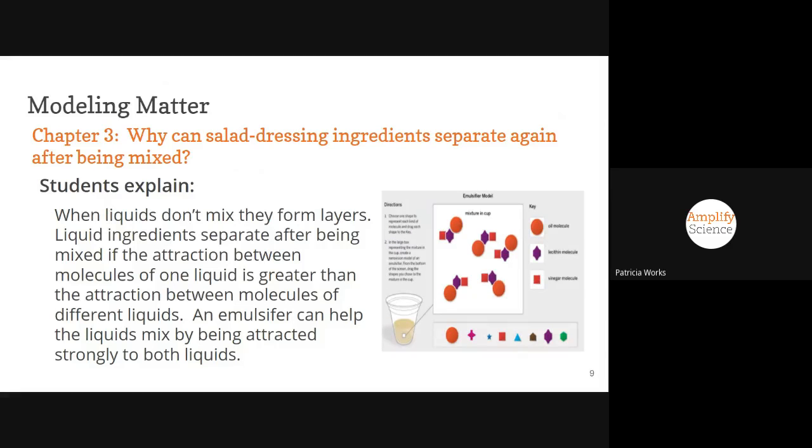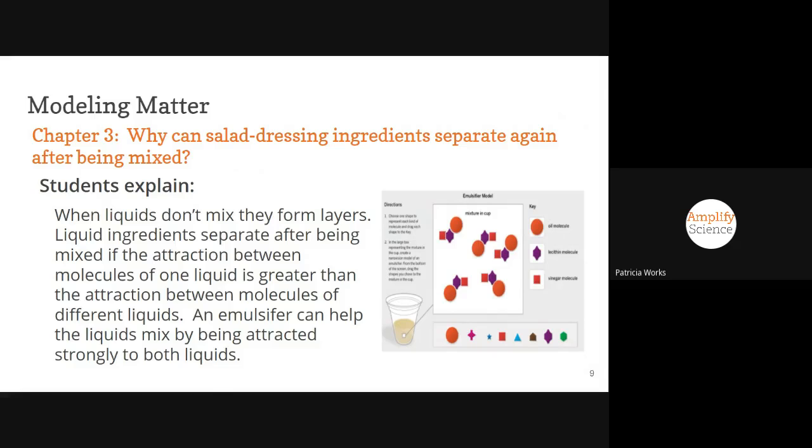In Chapter 3, students investigate and find out more about substances separating and forming layers. The molecules of a substance can be more strongly or less strongly attracted to other molecules of their own kind. If the molecules of a substance are more strongly attracted to their own kind of molecule than to the molecules of another substance, the two substances will separate. However, when a third substance with molecules that are strongly attracted to the molecules of both of the separated substances is added, all three substances can mix.